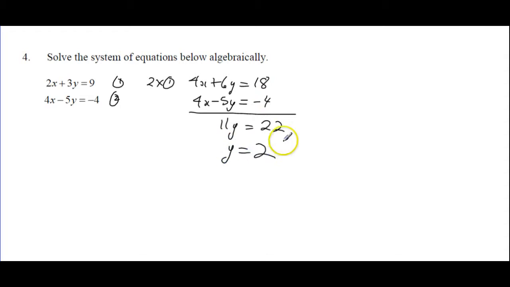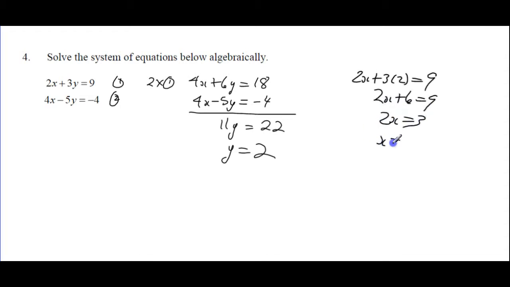So y is 2. Substitute back into, so 2x plus 3 times 2 is 9. 2x plus 6 is 9. 2x is 3. And x is 3 halves. So our solution is 3 halves, comma 2.